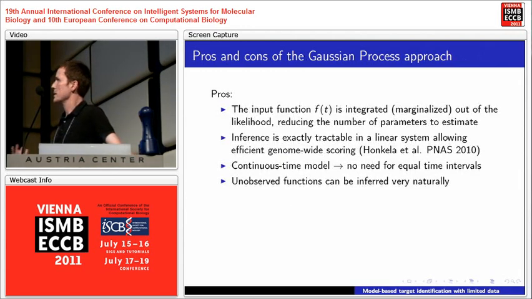Okay, so technically there's an advantage to this approach because we can integrate out this input function. We don't have to represent it parametrically, so the system ends up having very few parameters, and you can fit it to very short time course. It's a continuous time model, so the time points can be unevenly spaced.